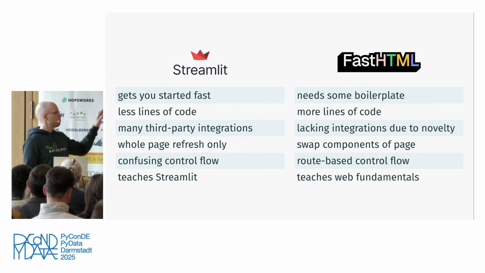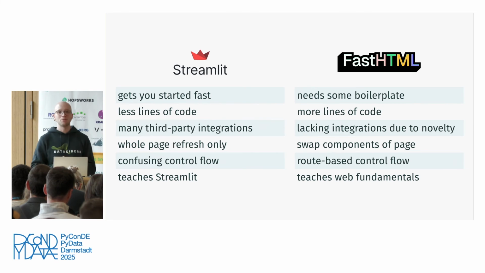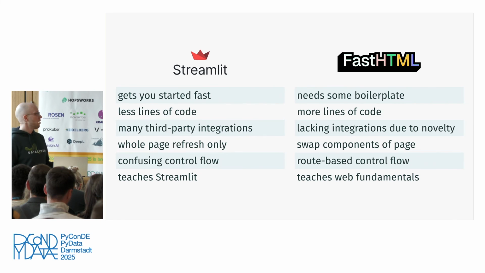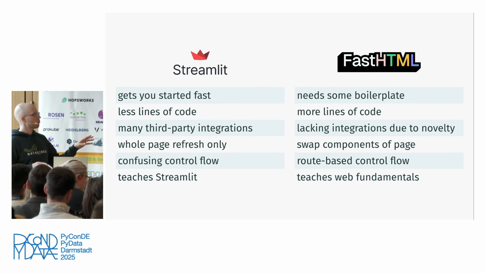In Streamlit, you have many third-party integrations. FastHTML is lacking, but it's actually getting better. Yeah, and in Streamlit, the whole page refreshes every time. In FastHTML, you can be much more granular. Streamlit control flow gets confusing. Route-based control flow of FastHTML, in my opinion, is much better.